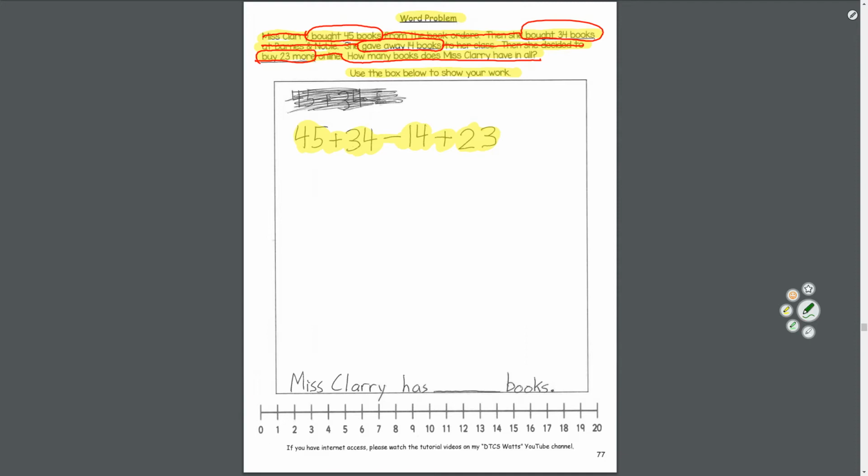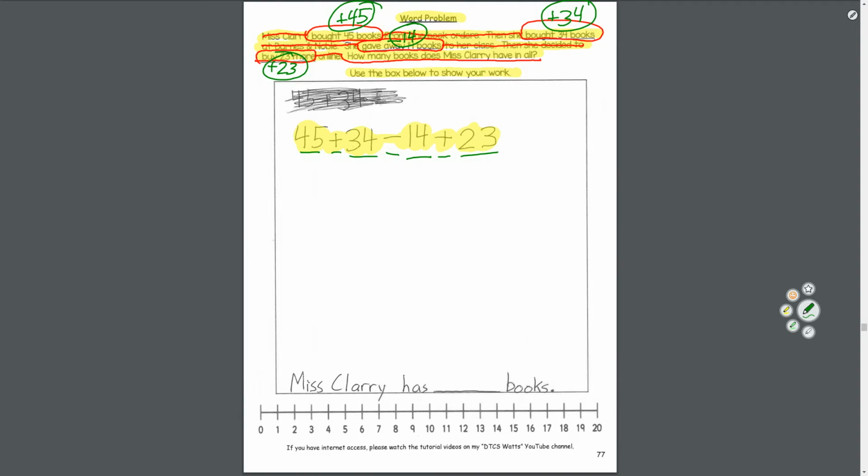So you see she had plus 45. So she starts with 45 plus 34 and then minus 14 because she's losing some, giving them away, and then plus 23. So that's why it's 45 plus 34, take away 14 plus 23. That's where I got the numbers.